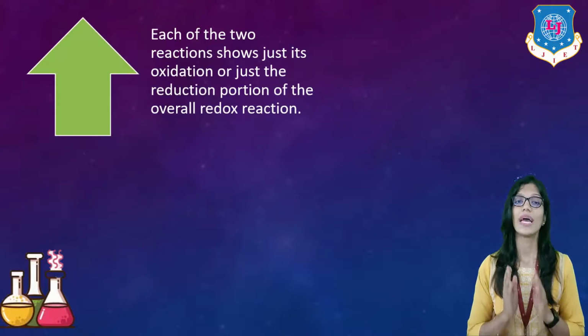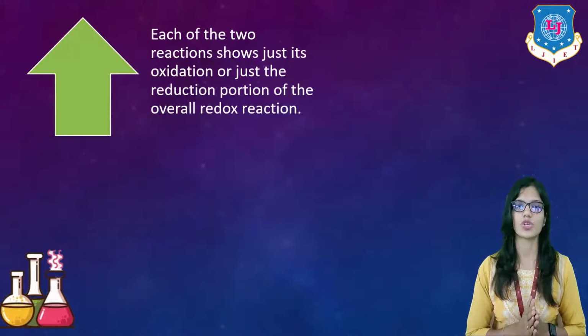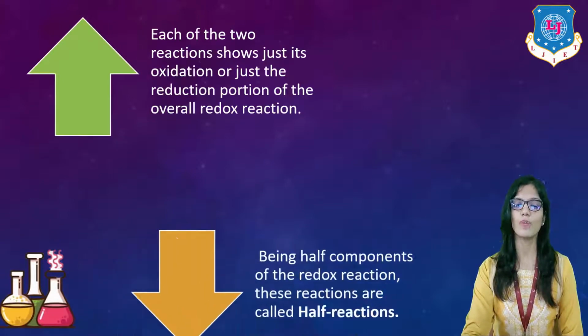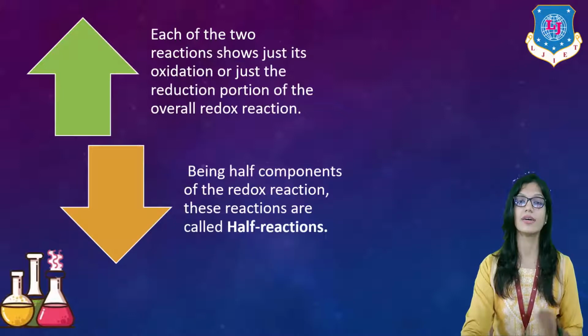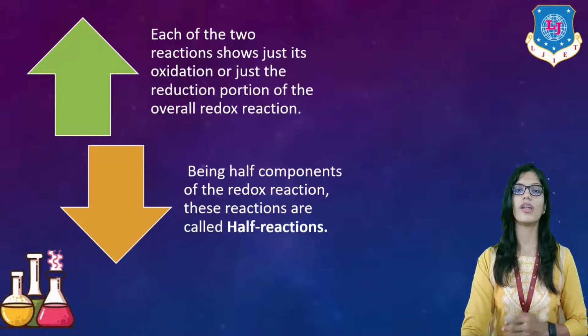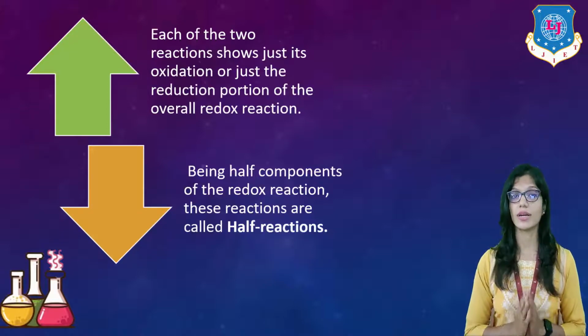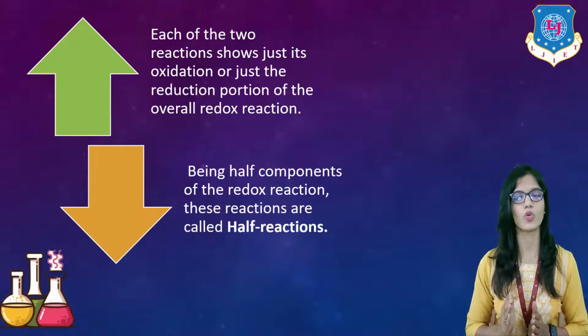Okay, so each of the two reactions shows just the oxidation or just the reduction portion of the overall redox reaction. Being half components of the redox reaction, these reactions are called half reactions. Because each contains only half of the redox reaction, that's why they are known as half reactions.